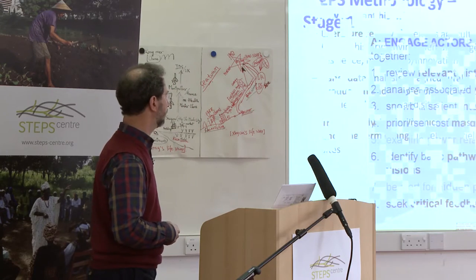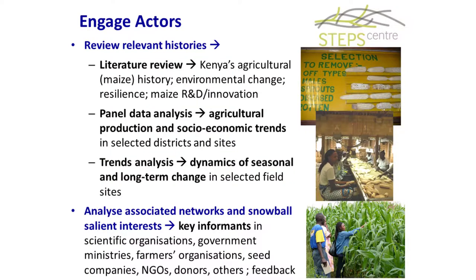So we did that by, first of all, doing some review of the history of maize in those locations, in the country as a whole. We looked at the priorities that were being set, the policies that were in place around that. We documented some of the trends in environmental change. We looked at those questions about resilience I mentioned. We talked about the maize R&D sector and notions of innovation in food and maize production and security in the country.